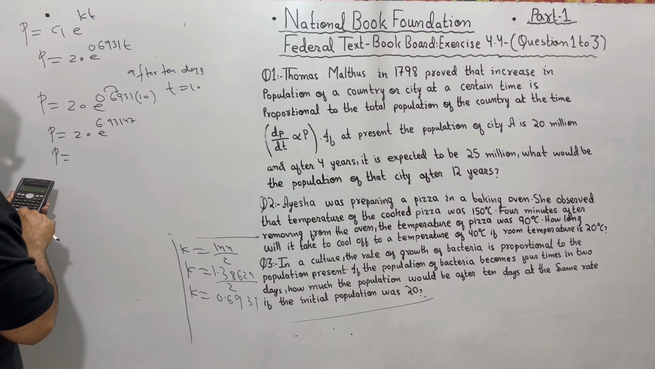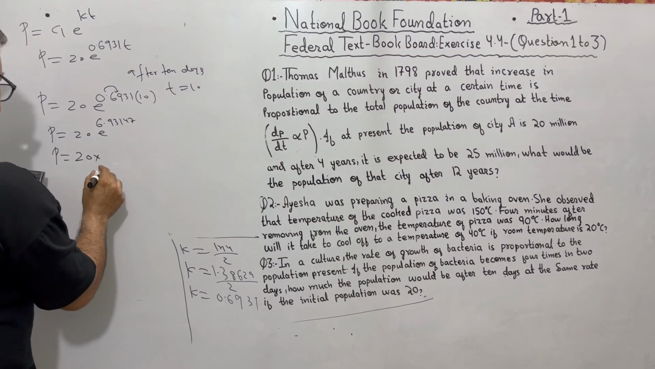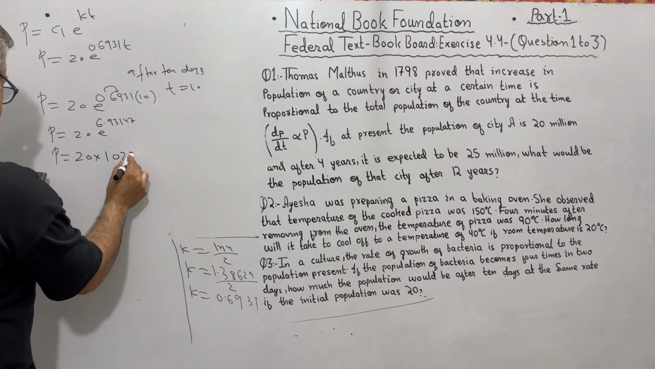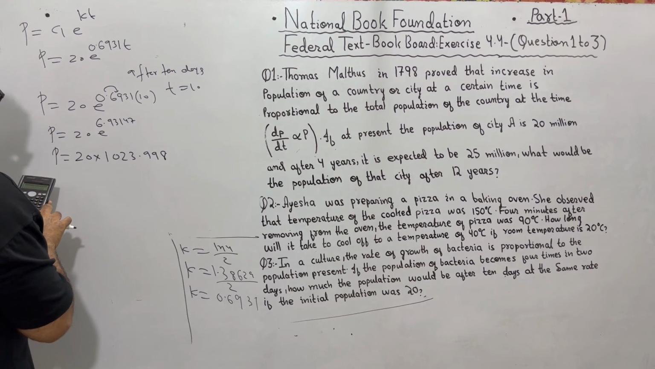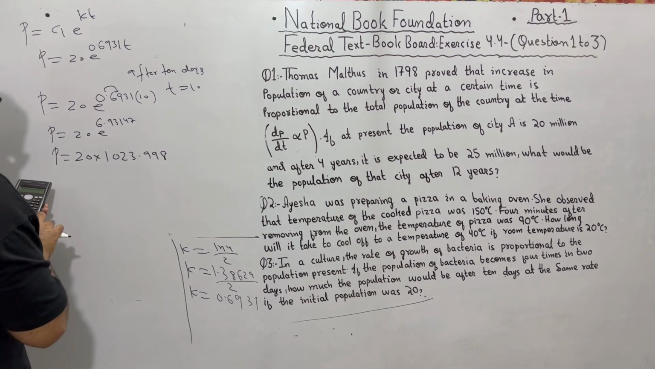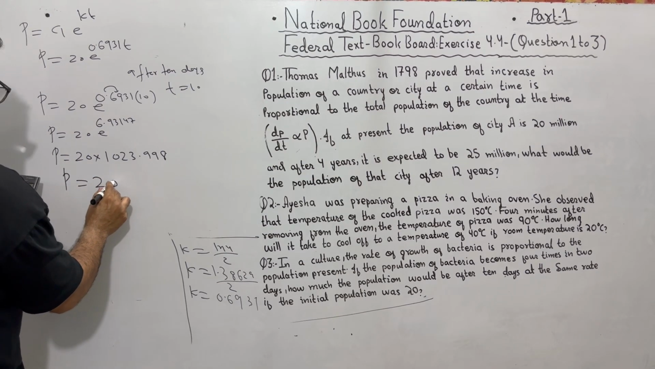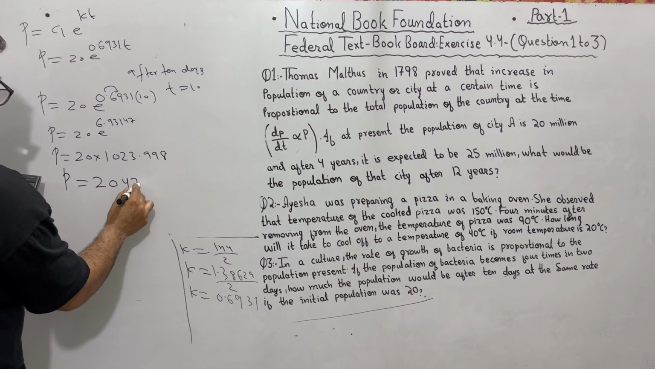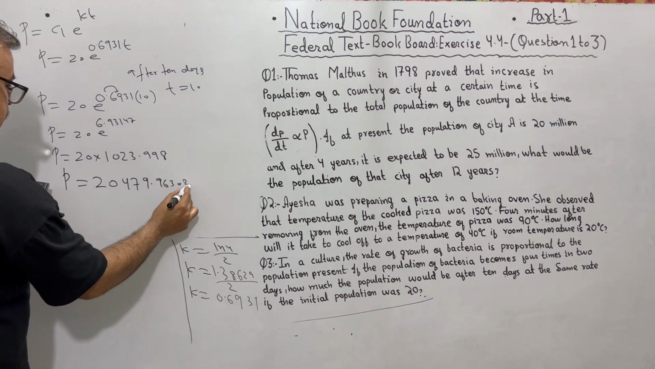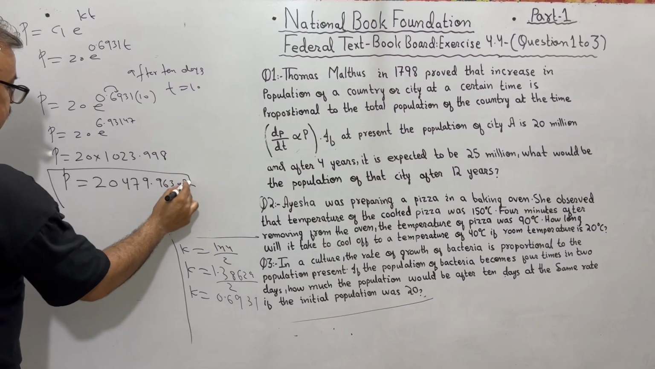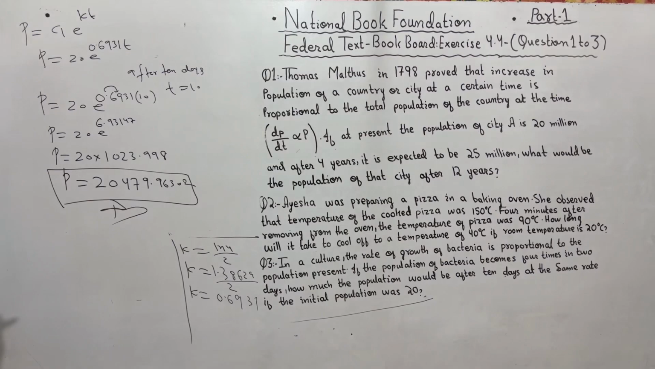e raised 6.93147 is 1023.998, multiplied by 20. We have P is equal to 479.96302 approximately, the population of the bacteria after 10 days. It's our final answer.